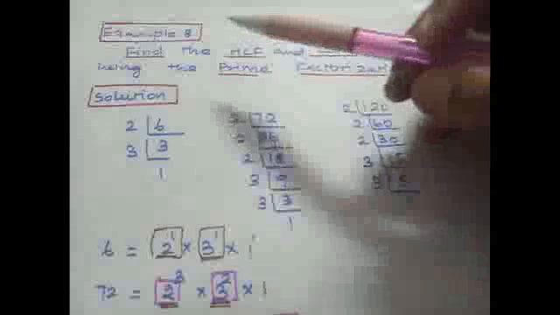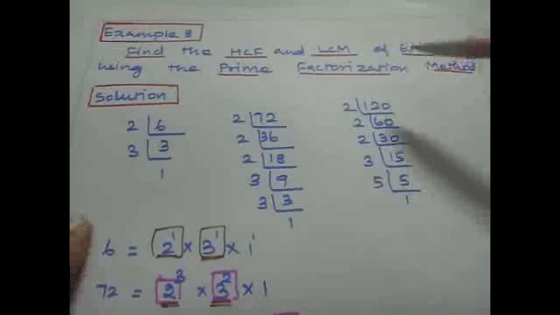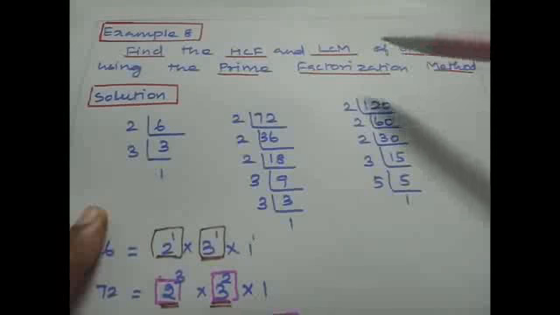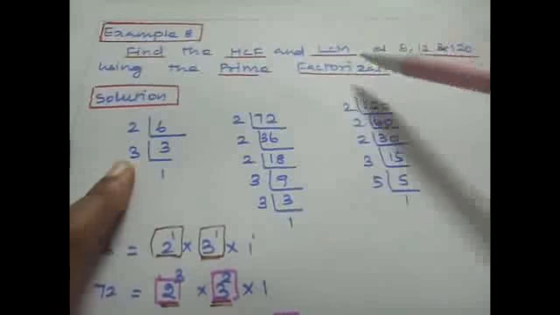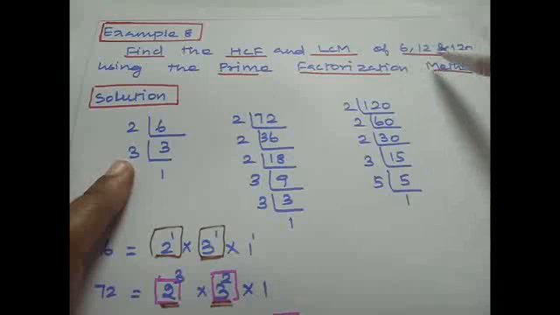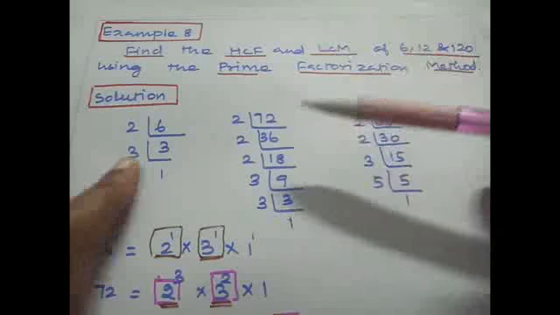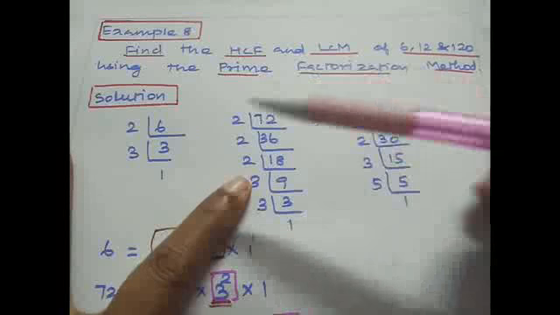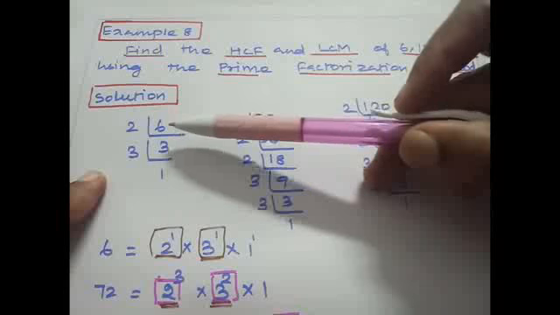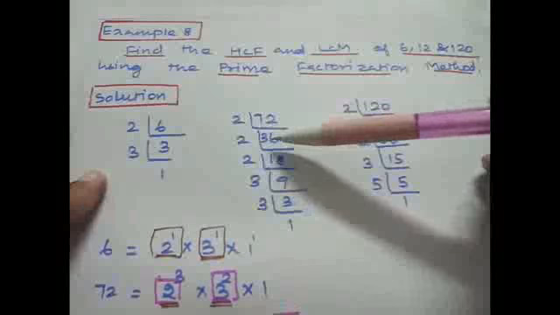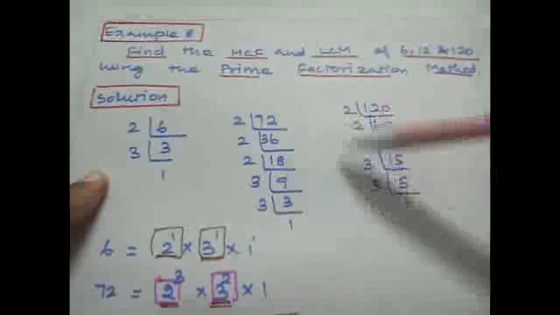Like this we can see example 8. Find the HCF and LCM of 6, 72, 120 using prime factorization. Instead of 2 numbers, here we have 3 numbers. For these 3 numbers, we have to find the HCF and LCM by the prime factorization method. So in the solution, just do that L division for 6, 72, 120. So you have the prime factors like this.